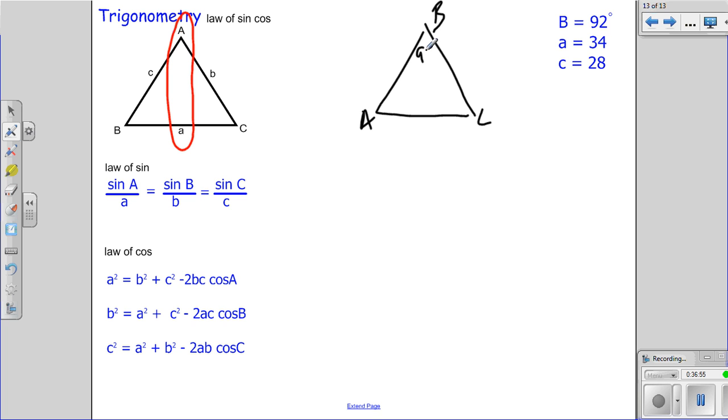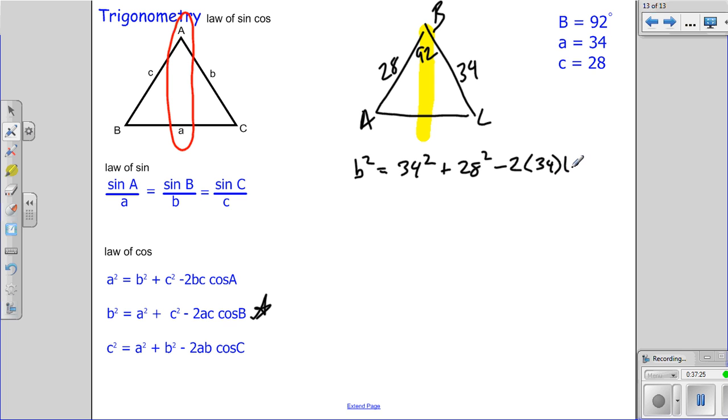And let's fill in information. We have a 90-degree angle at B. A is 34, and C is 28. Based on that, I want to find a matching pair, so I need to find little b. I'm going to use law of cosines right here. So b squared is equal to a squared, which is 34 squared, plus c squared, 28 squared, minus 2 times the value of a times the value of c times cosine of b, which is 92. Notice the only thing we have to solve is the b value.